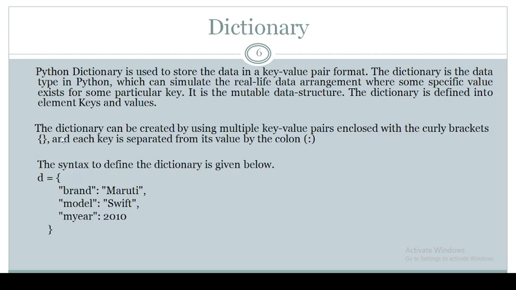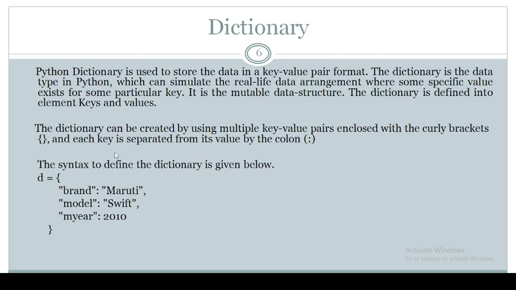Like set, the dictionary is also stored in curly brackets. The dictionary can be created by using multiple key value pairs enclosed within the curly brackets, and each key is separated from its value by a colon. One important thing is that whenever we put a key value pair, the key is separated from the value using a colon, and then a comma, and then the next key value pair.